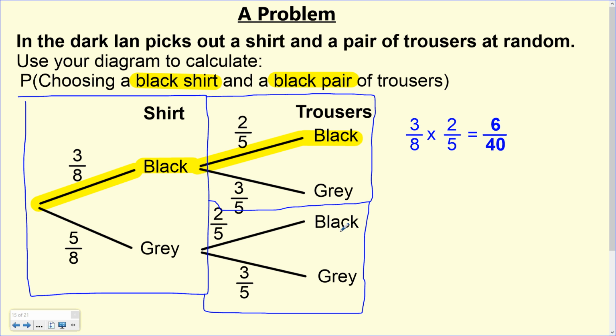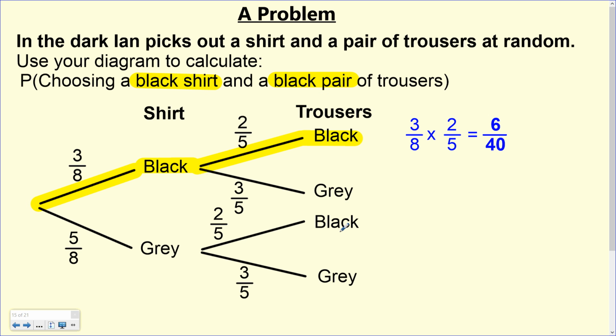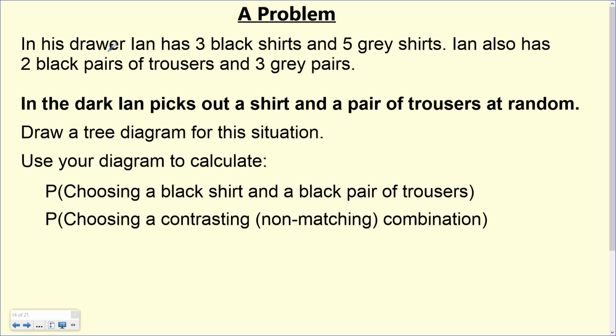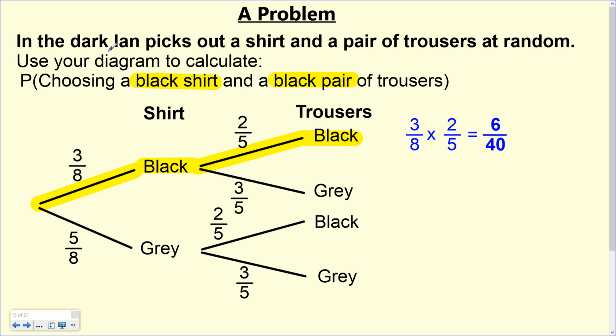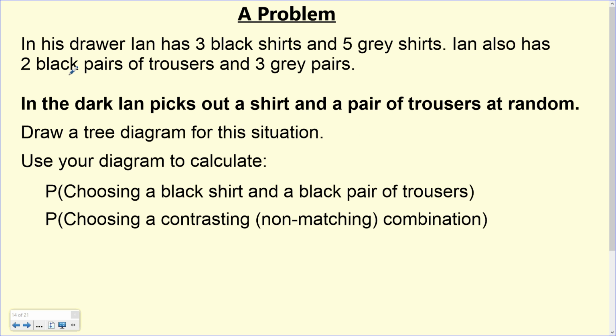And you'll notice that for each one, I've got a fraction with it, which I've taken from my probabilities. If Ian's got 3 black shirts and 5 grey shirts, the probability of getting black is 3 over 8. 3 black shirts out of 8 shirts in total. The same thing with trousers. That means there I've got 2 black trousers out of 5, which if I've got 2 black and 3 grey, matches up perfectly.